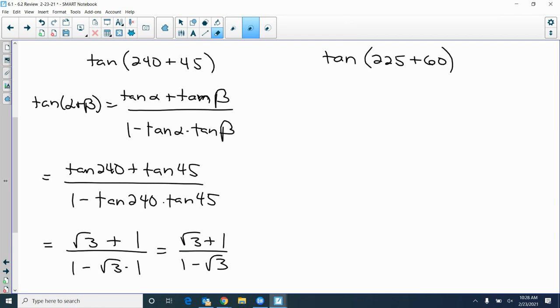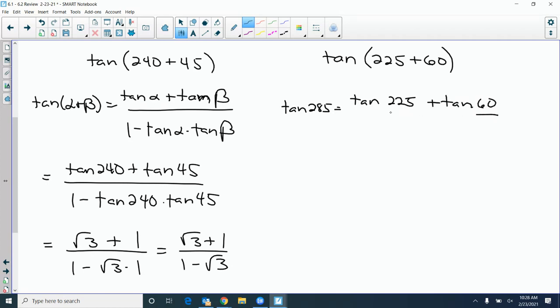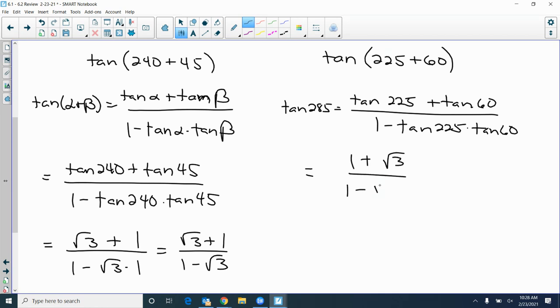All right, so if you use 225 and 60, tangent of 285 is going to be tangent of 225 plus tangent of 60, because that's going to be square root of 3 as well, right? And then you get 1 minus tangent of 225 times tangent of 60. I thought it might look a little different. But tangent 225, that's 1, right? Positive 1 plus square root of 3, and then you get 1 minus square root of 3 times 1. 1 plus square root of 3 over 1 minus square root of 3.